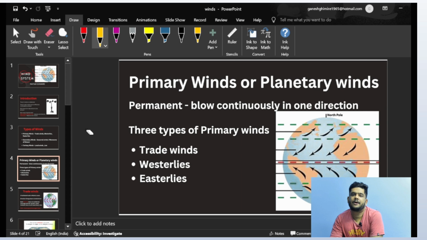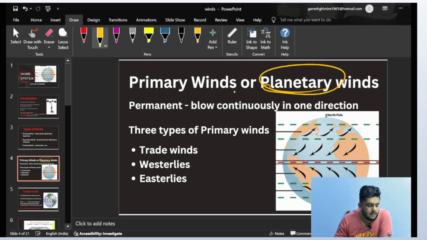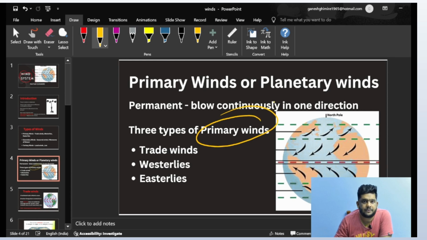Anyway, let's discuss primary winds one by one. Primary winds, as you can see here, are also called planetary winds. And what's the nature of this wind? It is permanent. It is always permanent. It blows continuously in one direction. It does not change the direction. There are three types of primary winds. Even primary winds are classified into three different categories. What are those? One is trade winds. Second one is westerlies. And the third one is easterlies.